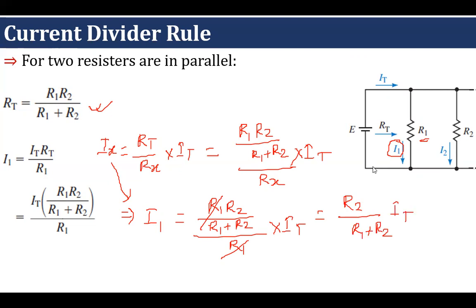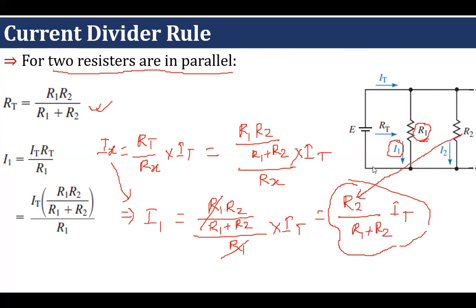This formula can be easily correlated with the current divider rule if you have two resistors connected in parallel. Remember, this is applicable only for two resistors connected in parallel. If I want to find the current through this R1 resistor, then at the top we have to write the value of R2, then divide by the summation of both, and multiply with the net current. That is going to give the net result.